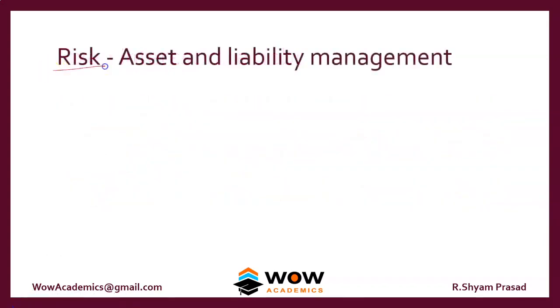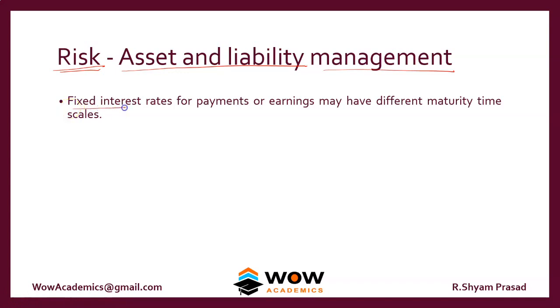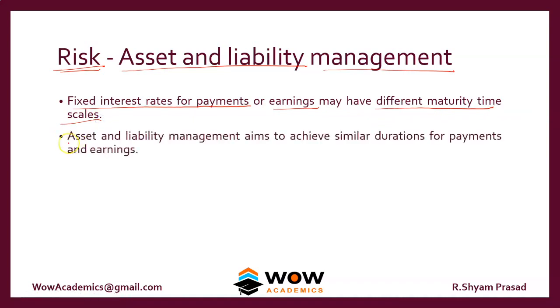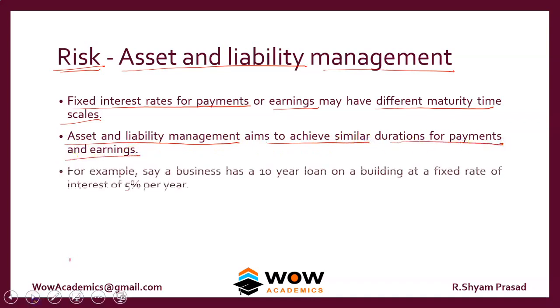So we'll start with the next risk. It's called asset and liability management. Fixed interest rate for payments or earnings may have different maturity time scales. Asset and liability management aims to achieve similar duration for payments and earnings.